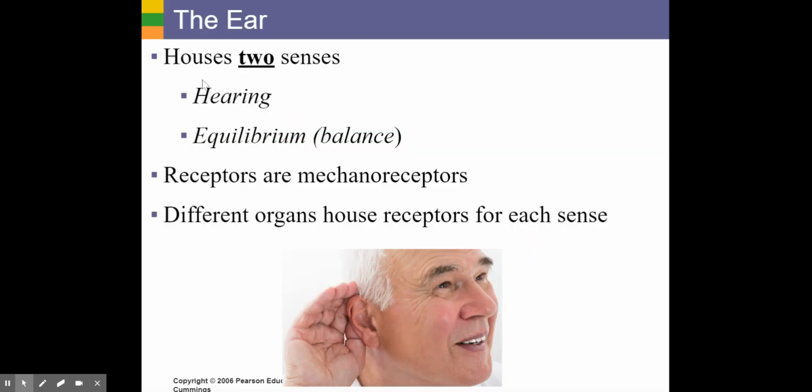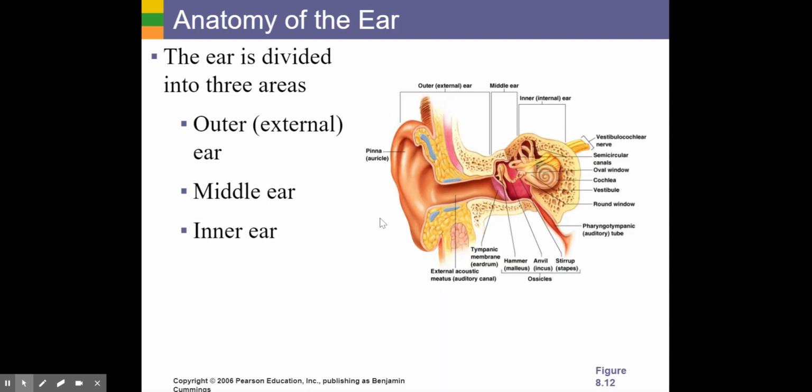So the ear houses two of our basic senses, both hearing as well as equilibrium, which is essentially our balance. And the receptors within the ear are what we call mechanoreceptors, so they're actually mechanical in nature. They are very different. So different organs are housed within each portion of the ear. So we'll take a little bit of a look at those.